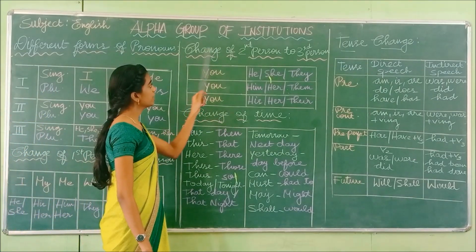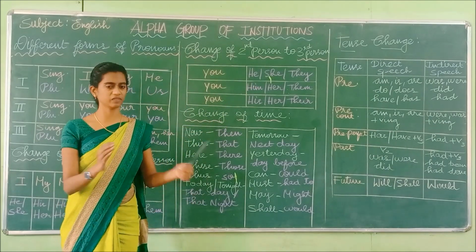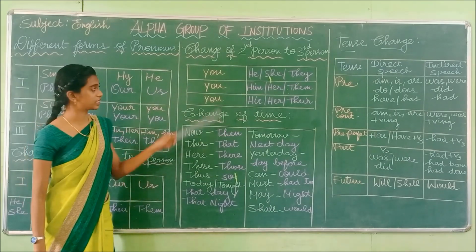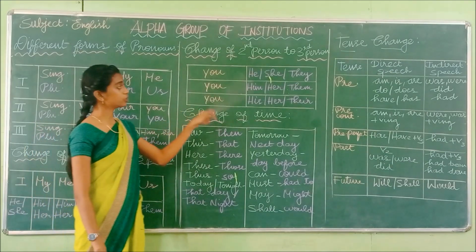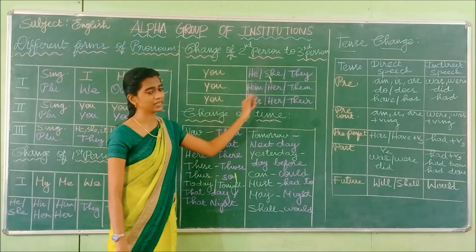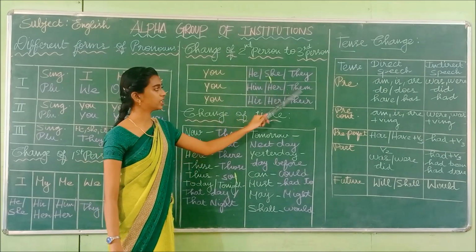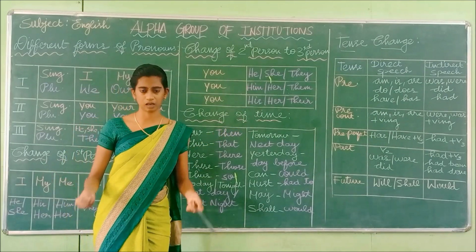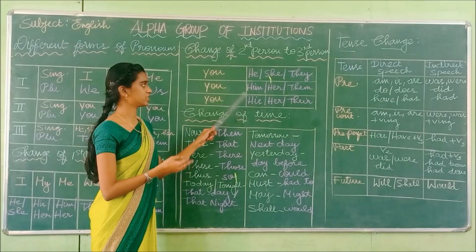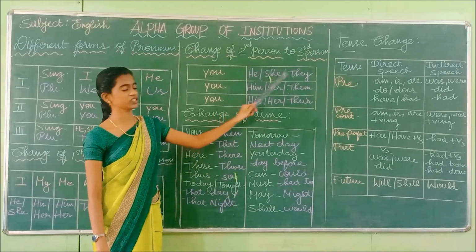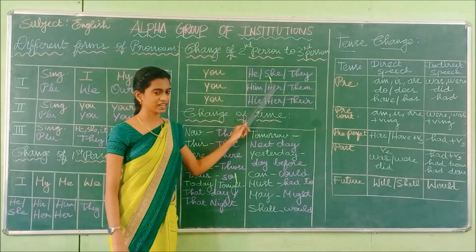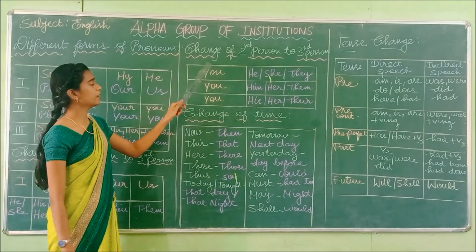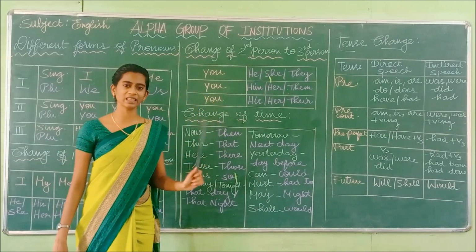The next one, change of second person to the third person. How to change it into third person? The second person is you. You will be changed into he or she or they, him or her or them, his or her or their, according to the sentence. Like this you have to change the second person to the third person.